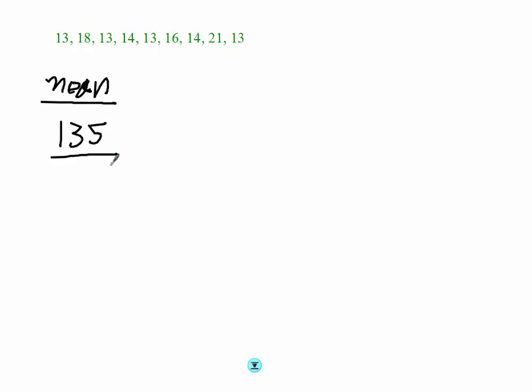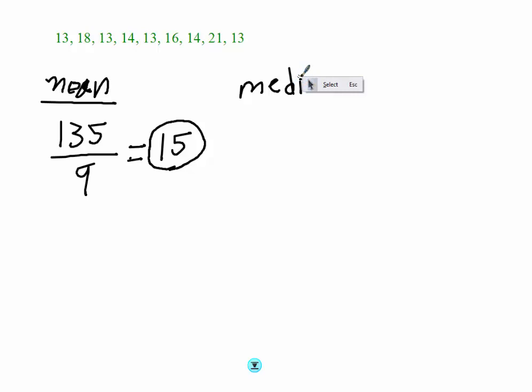Now since that's the total when we add everything up, we have to divide this by however many numbers are in our set. So in our set, we have 1, 2, 3, 4, 5, 6, 7, 8, 9. I'm going to take 135, divide it by 9, and you're going to get 15. So the mean is going to be 15. The good thing about having an odd number of numbers in our data set is that our median is going to be easy to calculate.